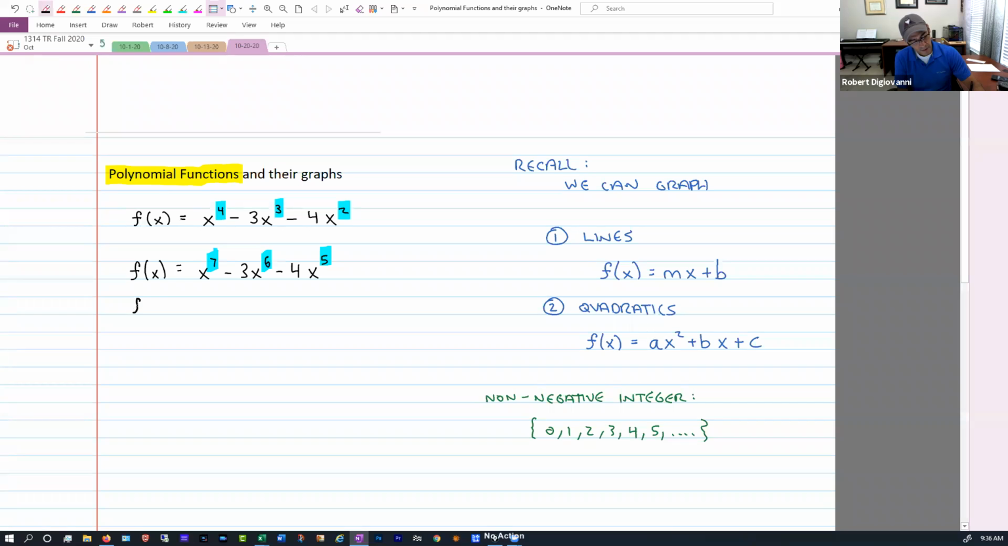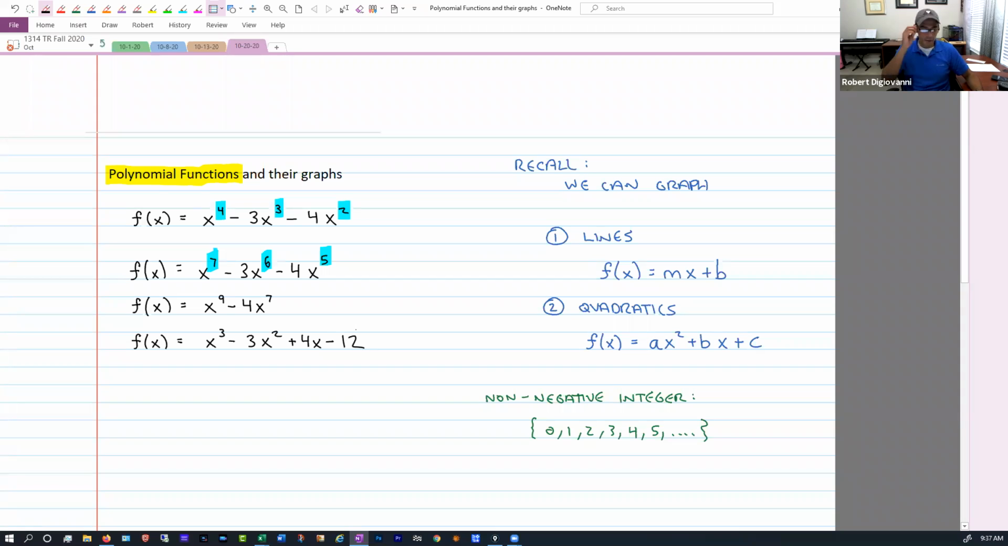Now, I don't want to mislead you, because there's nothing that says a polynomial has to have 3 terms. You can actually have fewer terms. Something like x to the 9th minus 4x to the 7th would be a polynomial. It only has 2 terms. You could also have something like x cubed minus 3x squared plus 4x minus 12.